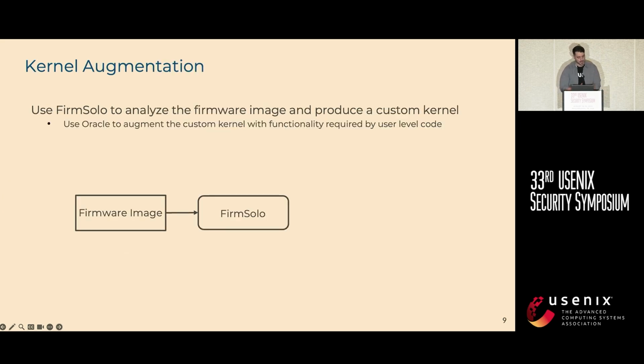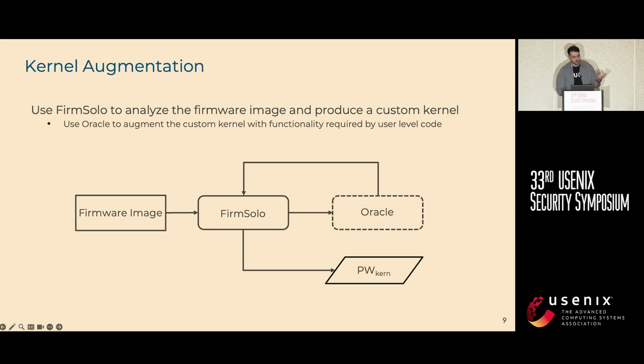So starting with the kernel augmentation, Pandawan simply uses FirmSolo to analyze the target firmware and produce a custom kernel for it. Additionally, here, Pandawan uses the Oracle mechanism to enhance that custom kernel with important functionality that is required by the user level code to function properly. Like, for example, the functionality in the example I mentioned previously. The outcome of this process is the custom Pandawan kernel, as we call it, which can rehost both user-level firmware and the kernel-level firmware code.